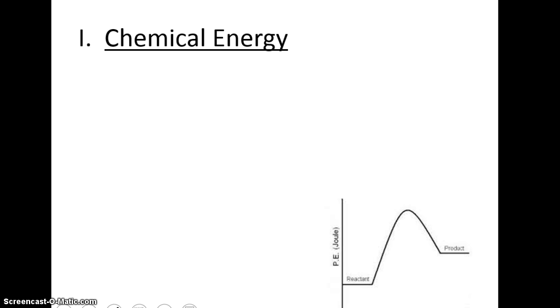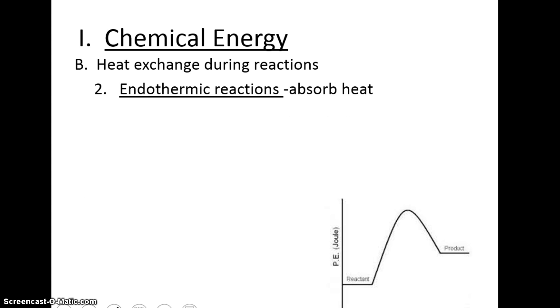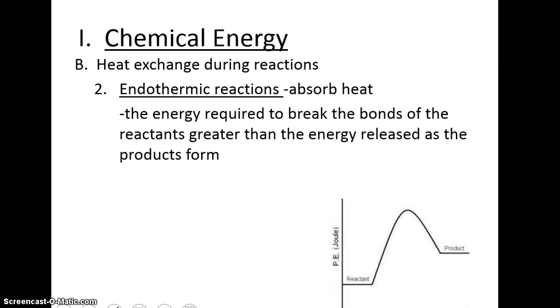An endothermic reaction is the exact opposite. It's absorbing heat, so it gets colder. The energy required to break the bonds of the reactants is greater than the energy released as the products form. So this is a picture of an endothermic reaction. The reactants start out here, and then the products are higher. The energy required to break these bonds is more than what's being released. Not much energy is being released, and that is how much energy needs to be absorbed.